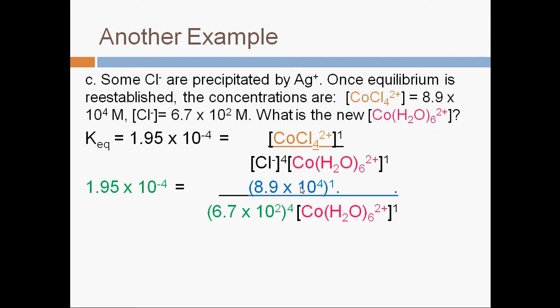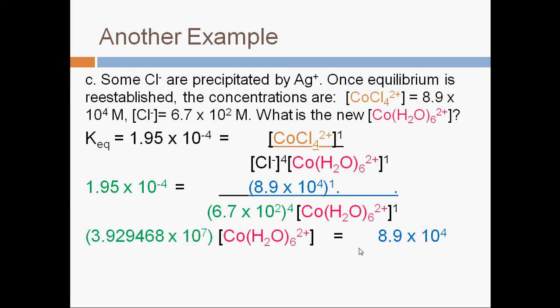Now to solve for this, again, I've got something that I don't know in the denominator. I hate that, so I'm going to cross multiply, bring it all over here, and then divide both sides by this whole thing in green, which I got by multiplying this number, the 1.95 number, times the 6.7 number. Then divide by that to get the final concentration of my reactant.